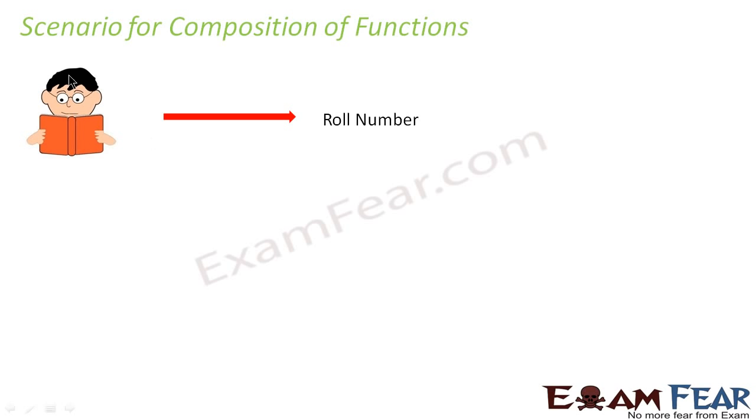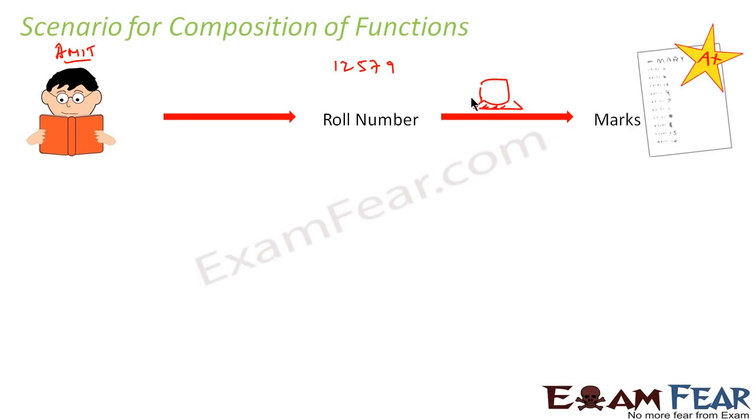For example, the boy's name is Amit. You ask the boy what his roll number is. His roll number is, let's suppose, 12579. Now using his roll number, we go to a computer which has internet connection and a database. That computer will take roll number as input and will give marks as output. So if you want to find the marks of Amit, first you have to ask for his roll number.